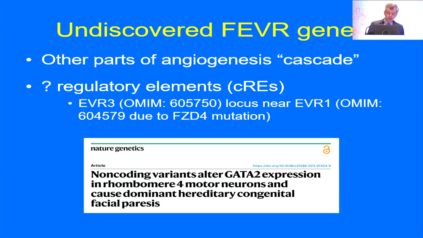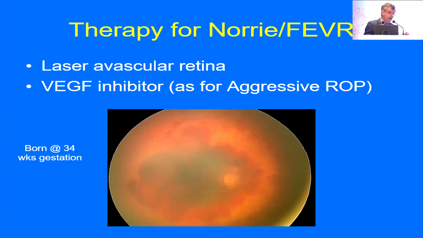The other example is nothing to do with FEVR, but I was recently involved in a paper with some colleagues from the US looking at the cause of hereditary congenital facial paresis. This is actually caused by a regulatory element that silences the GATA2 gene. So we are going to see more and more of this over time. These regulatory elements are in the non-coding area. The junk DNA is perhaps not quite as much junk as we thought.